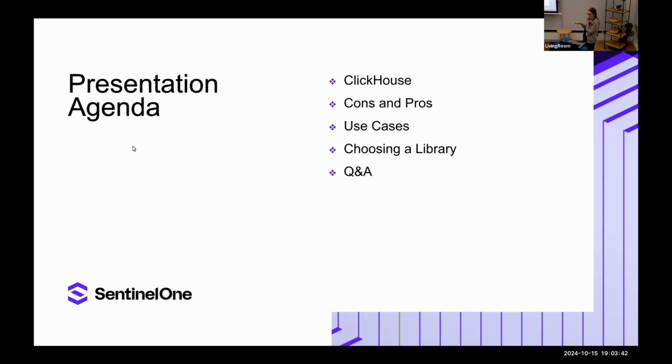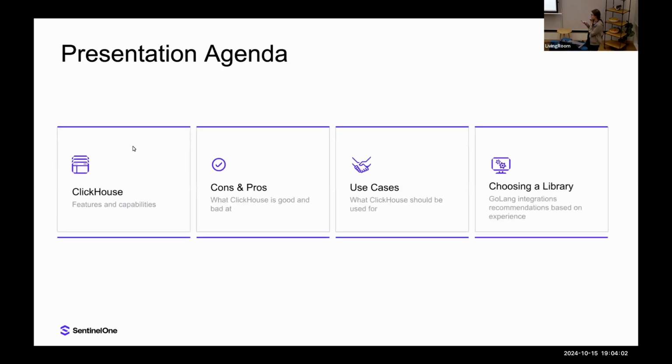So first, our agenda is going to be me describing what is a ClickHouse for those of you who haven't stumbled upon this service yet. We're going to talk about its pros and cons. We're also going to talk about different use cases. Then we're going to talk about choosing an appropriate Golang library if you would like to use this database for one of your services. And then we'll, of course, have some space for questions and answers.